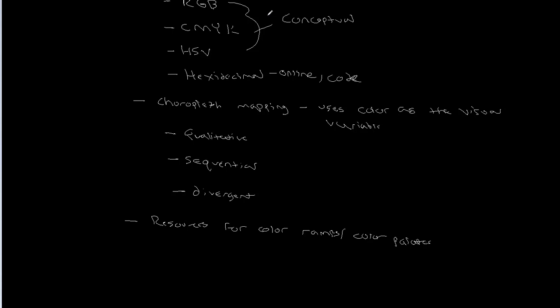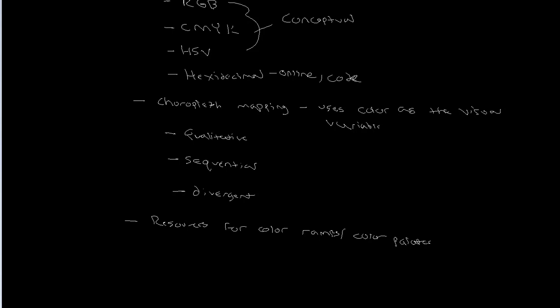So what I want to do in this video is not so much write on our notes here as just show you a couple of resources that are built into ArcGIS Pro and something called Color Brewer that are really useful for generating color palettes of different size steps. So let's go ahead and start off by talking about ArcGIS Pro.